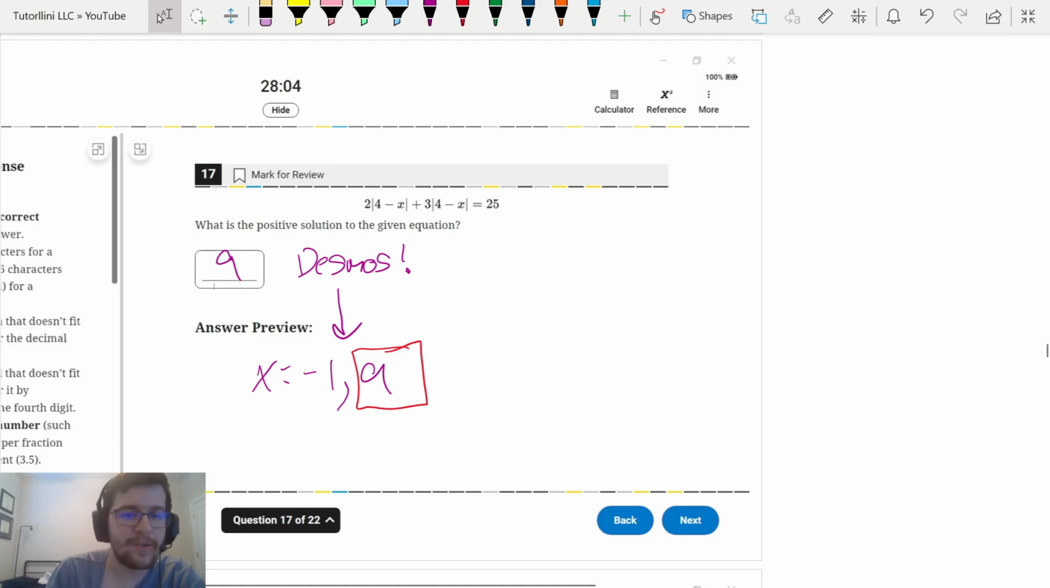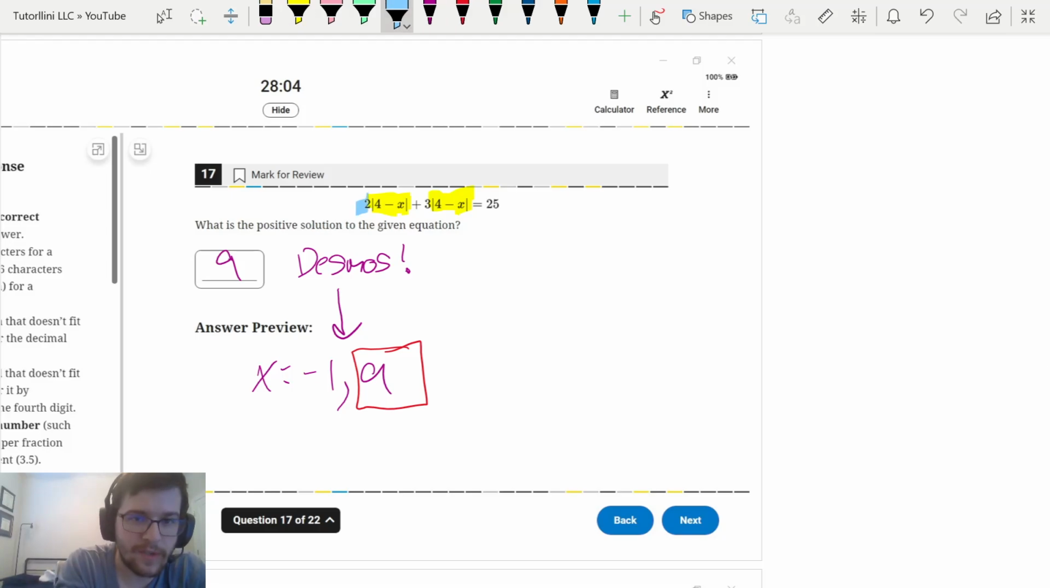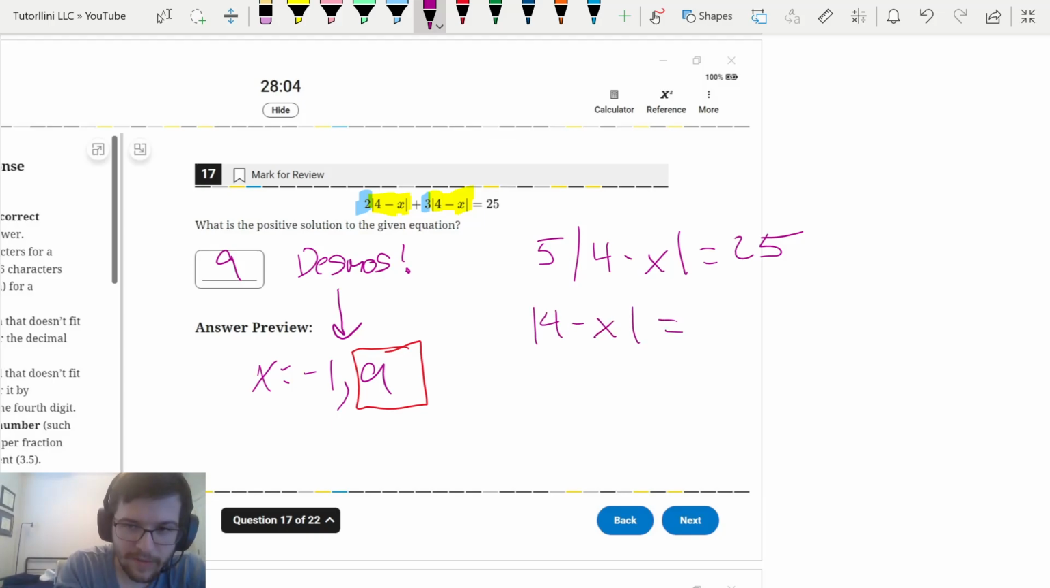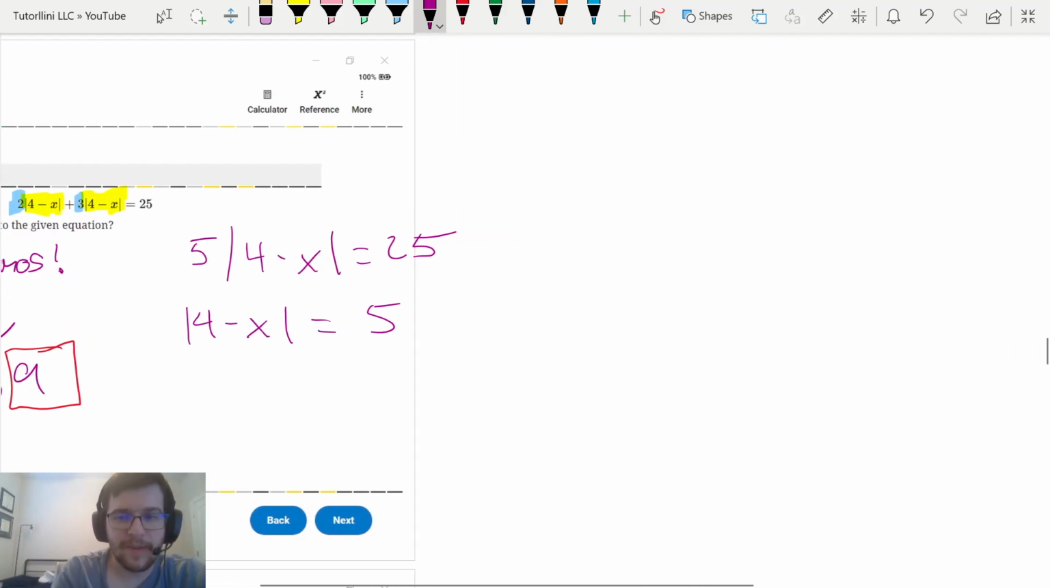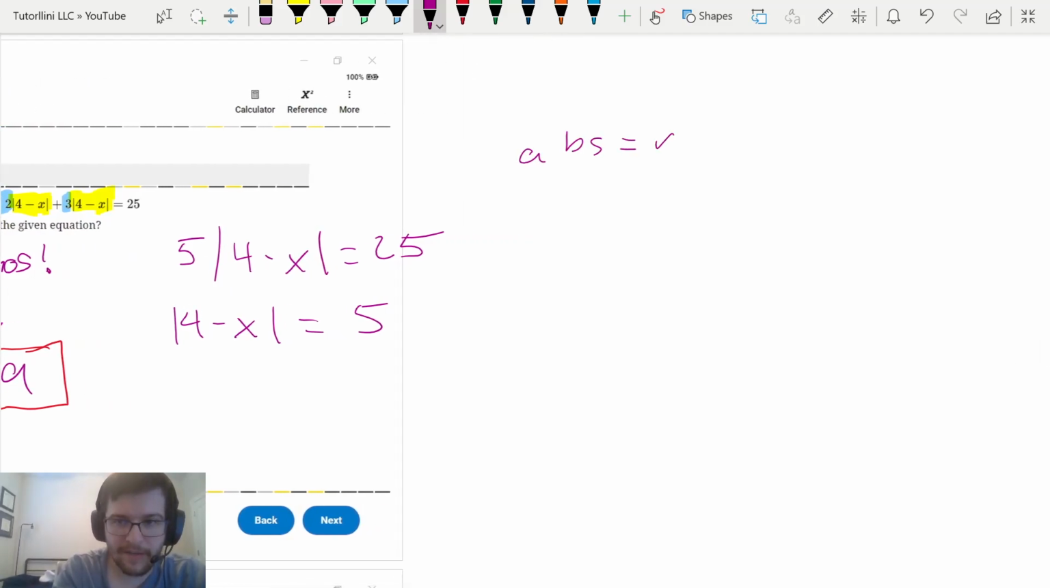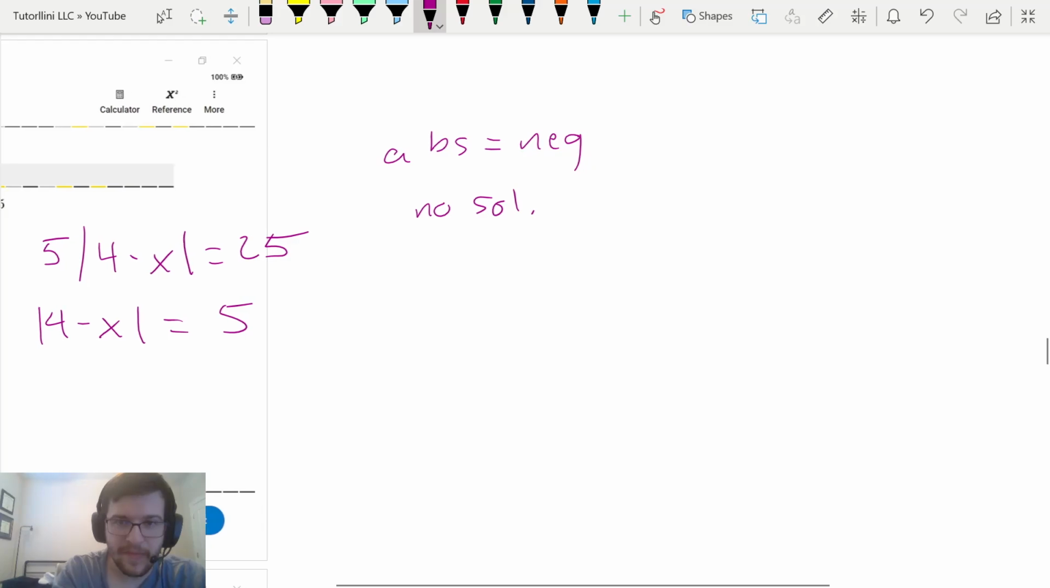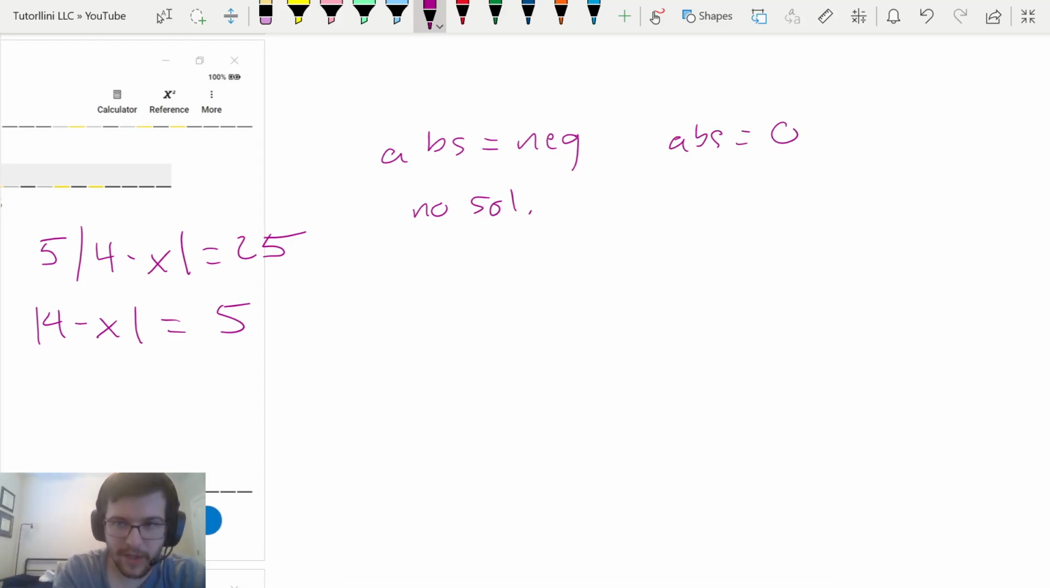Okay, so let's do it by hand now. So see how these guys are the same? Kind of like we were doing before. What we can do is we can combine the like terms. So 2 plus 3 would give me 5 absolute value 4 minus x. Now we divide both sides by 5 and we get absolute value of 4 minus x equals 5. So you get the absolute value by itself. Now, if the absolute value is negative, there's no solution. I went over this in my last video. If the absolute value is 0, there's one solution, and all you do is drop the bars.